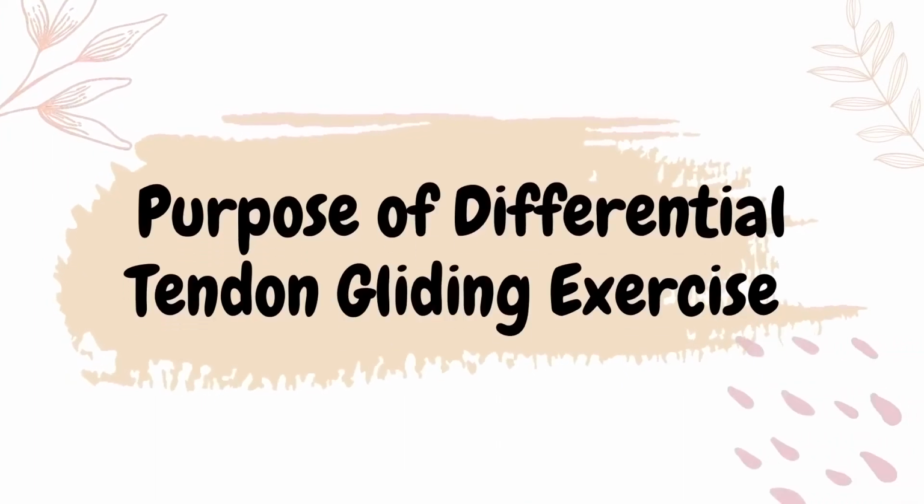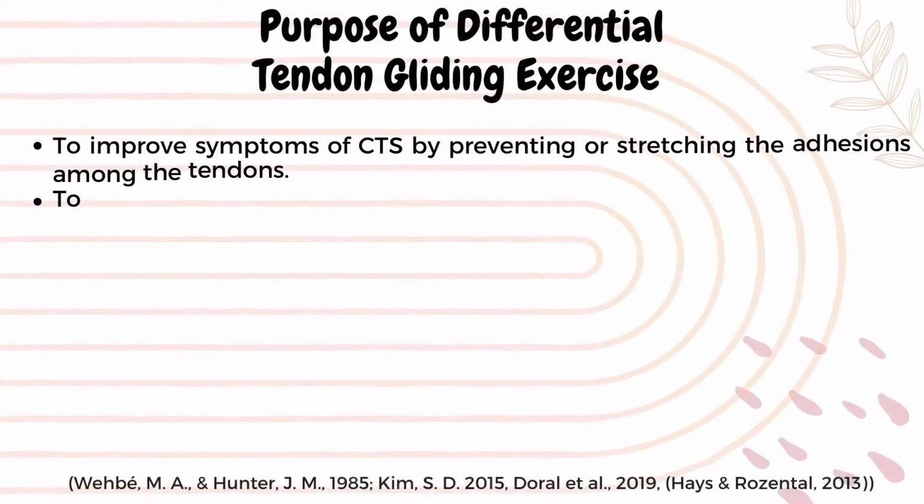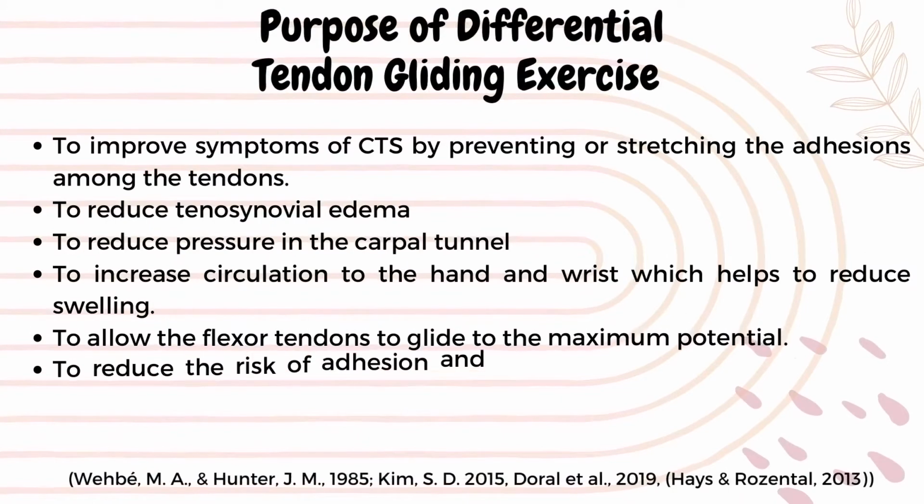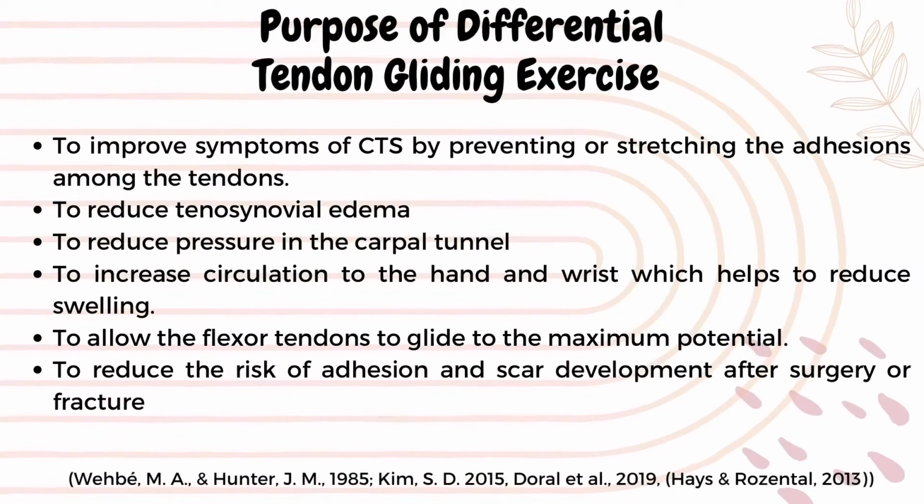Now, we'll move on to the purpose of differential tendon gliding exercise. Based on studies done on differential tendon gliding exercise, it was concluded that the purpose of the intervention is to improve symptoms of CTS by preventing or stretching the adhesions among the tendons, to reduce tenosynovial edema, to reduce pressure in the carpal tunnel, to increase circulation to the hand and wrist, which helps to reduce swelling, and to allow the flexor tendons to glide to their maximum potential.